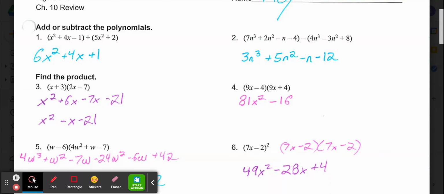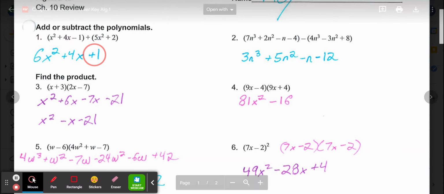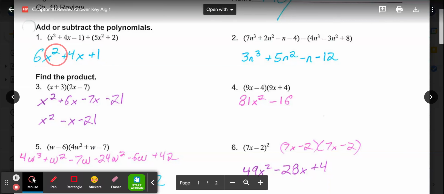Now what you want to keep in mind with problems like these is that you can combine like terms, whether it's adding or subtracting, if they have the same variable and the same power. So for example, in number 1, x squared here can be added to the 5x squared to give me 6x squared. The positive 4x has nothing else with just x to the first power, so we bring that down. And a negative 1 plus 2 is a positive 1. So after combining like terms, our answer would be 6x squared plus 4x plus 1.